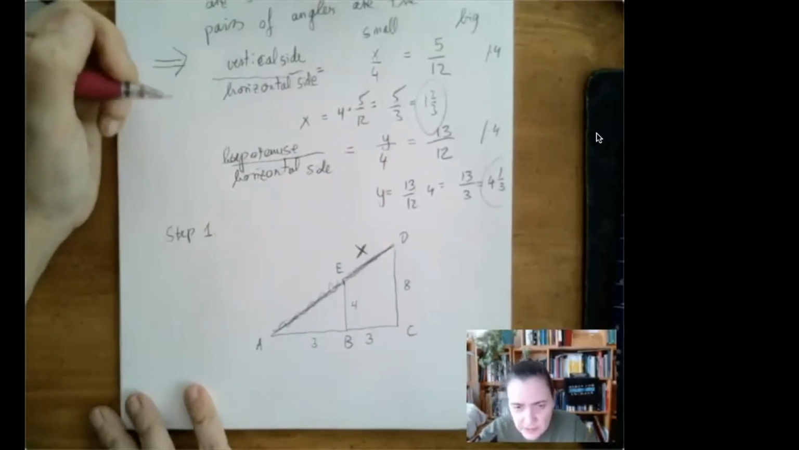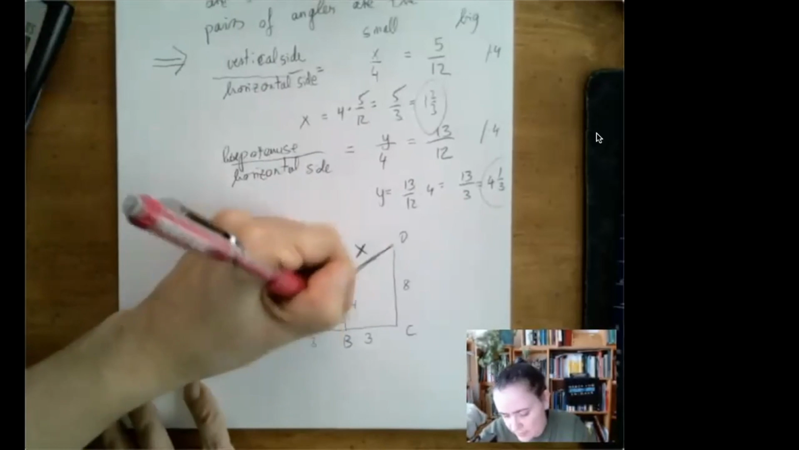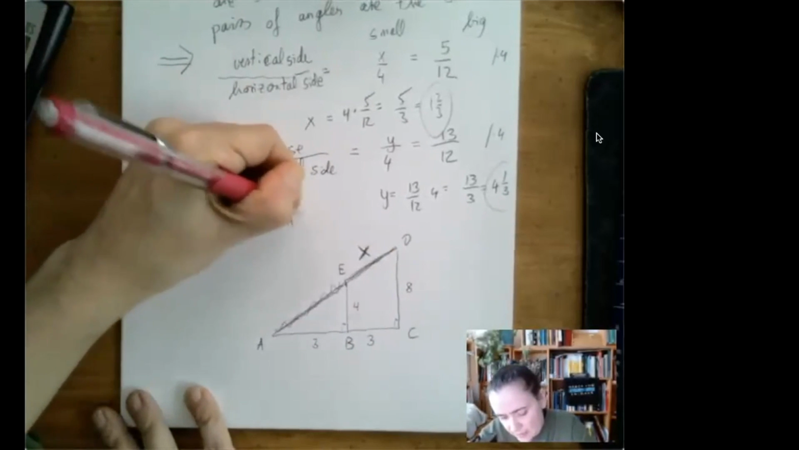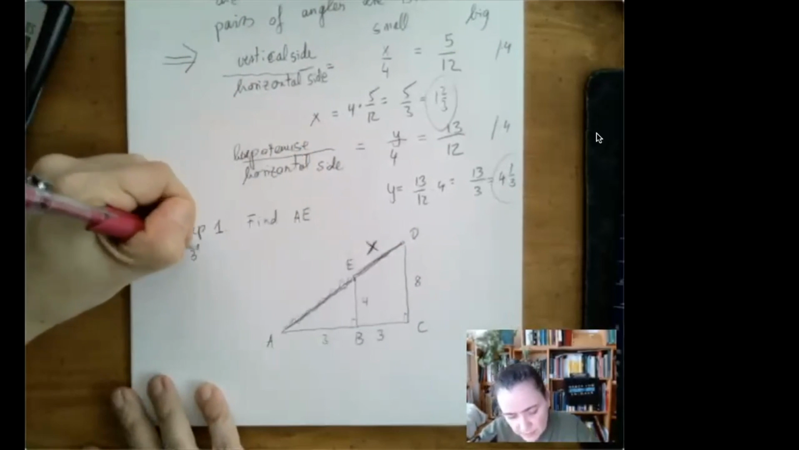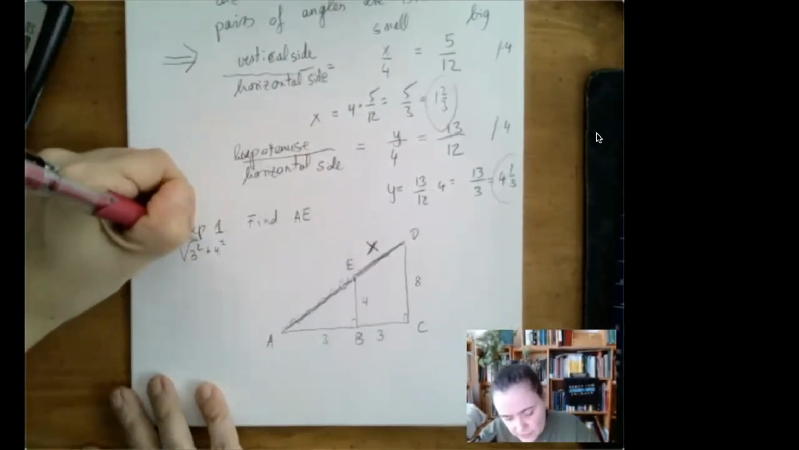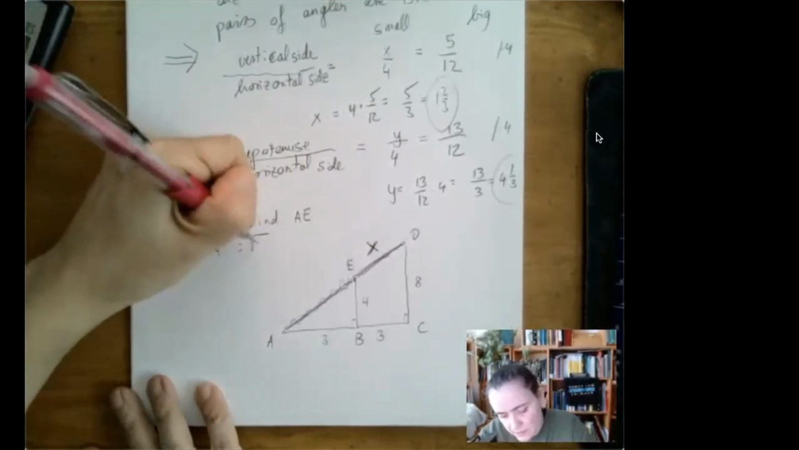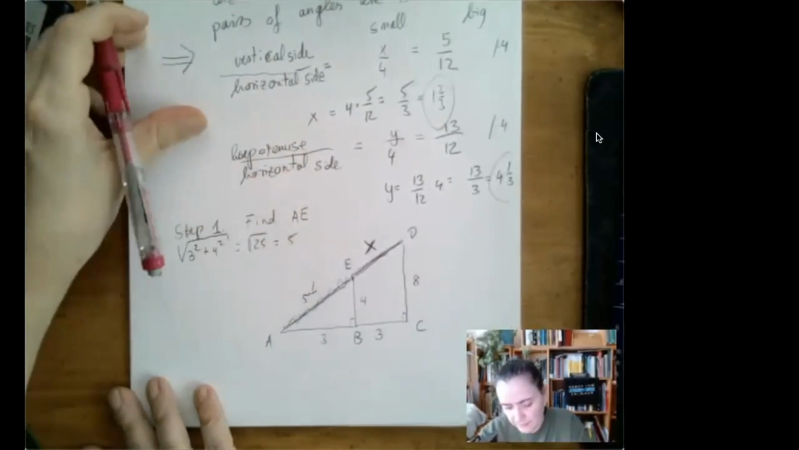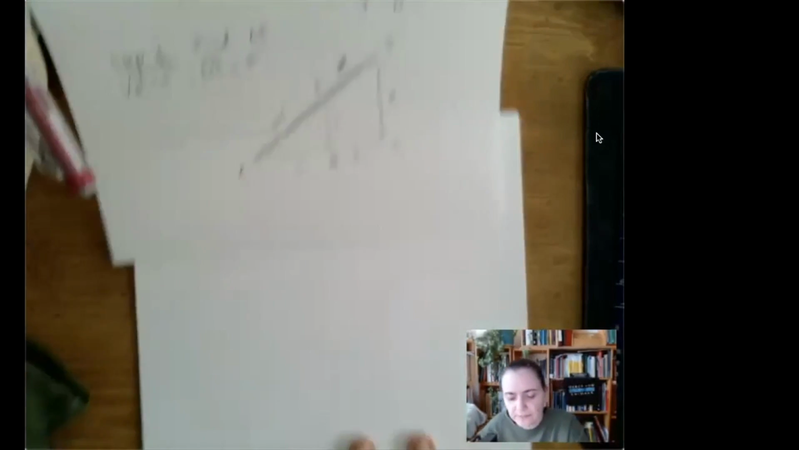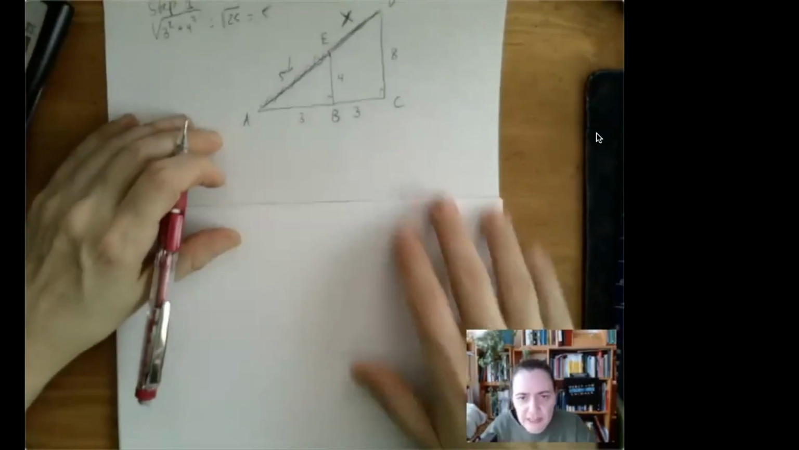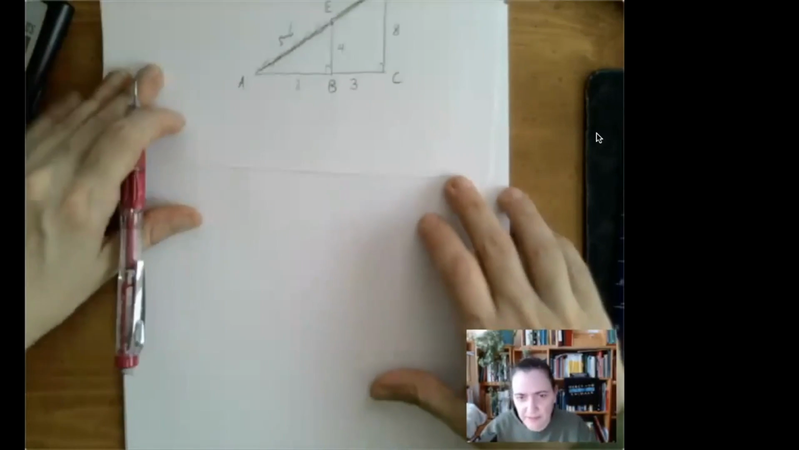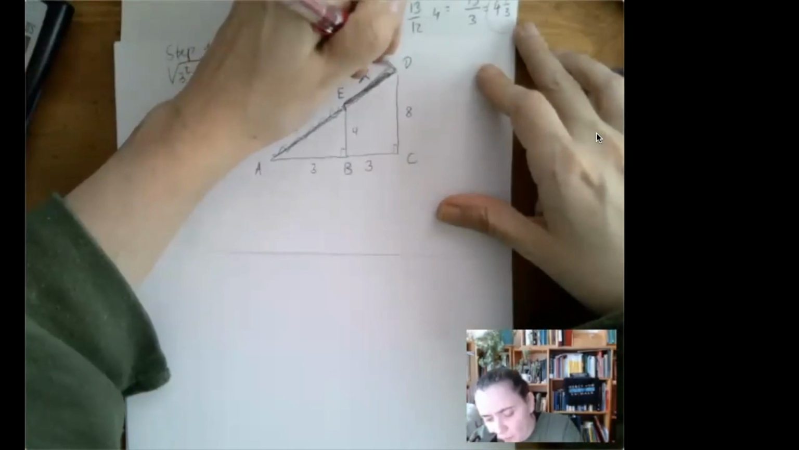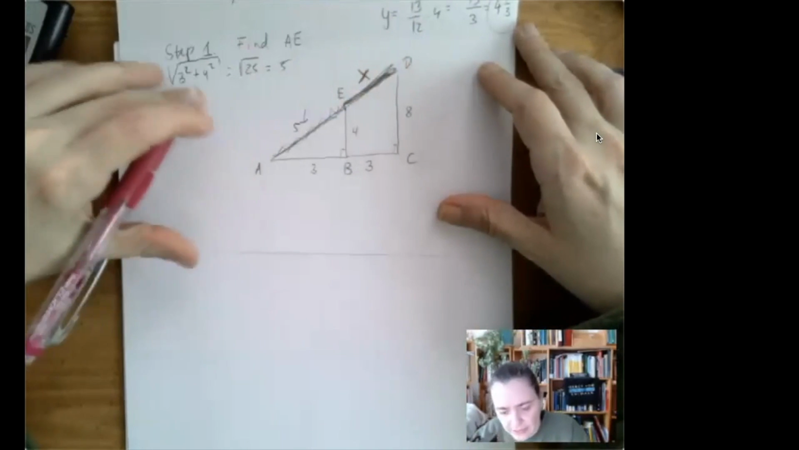Of course, there is the Pythagorean theorem, right? These are still right triangles. Find AE: 3 squared plus 4 squared under the square root is the square root of 25, which is 5. So this side is 5. And now we just have one letter to find. Maybe I can squeeze it here. X. And X is part of the hypotenuse of the big triangle.